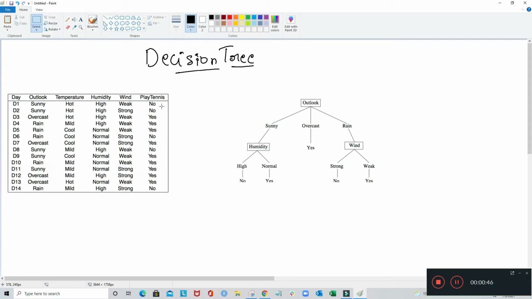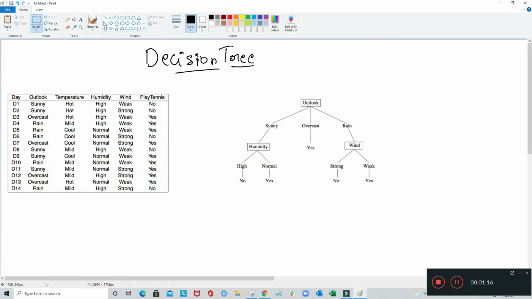So as I said, a decision tree is a simple if-else condition. It'll go and see if my outlook is sunny, and if humidity is normal, then play tennis. Or else if outlook is sunny and humidity is not normal, that is high, then do not play tennis. And if outlook is overcast, always play tennis. So it's an if-else condition, as you can observe here.